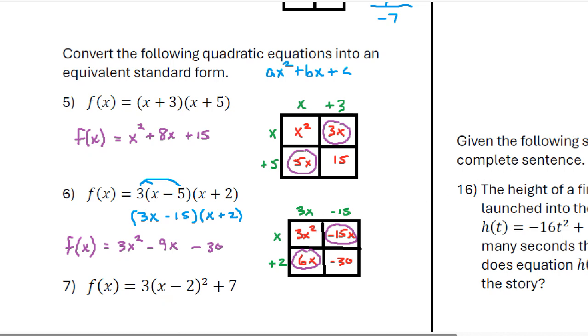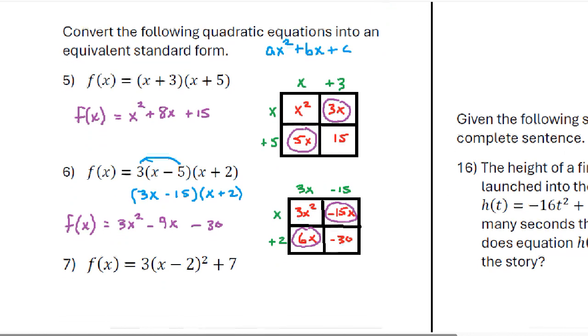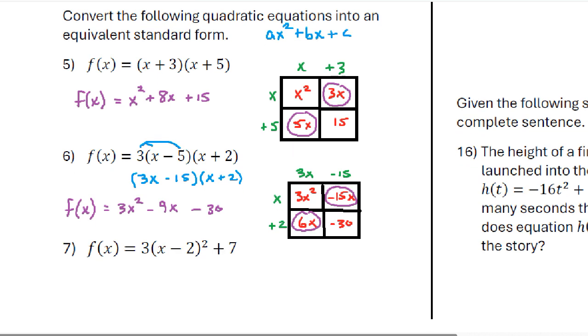Okay, we just came from 5 and 6. Now we're going to go ahead and do 7. Oh, this one's a little bit different because 5 was in factored form and 6 is in factored form, but 7 is in vertex form. So we're going to rewrite this so it acts a little bit more like factored form.